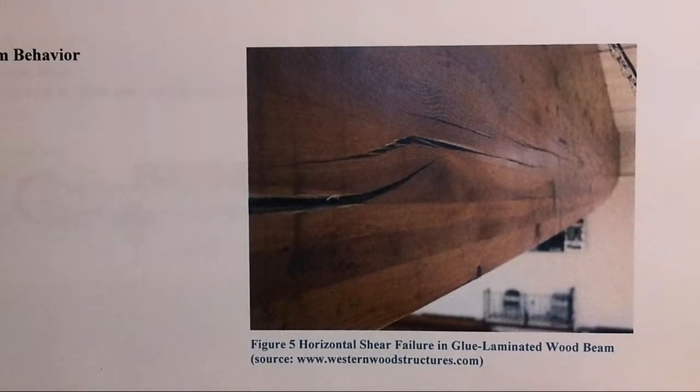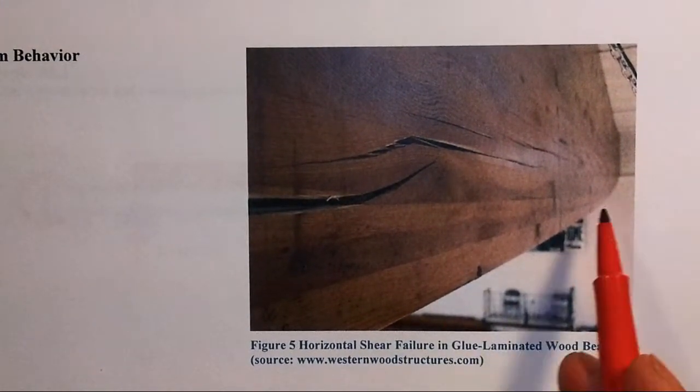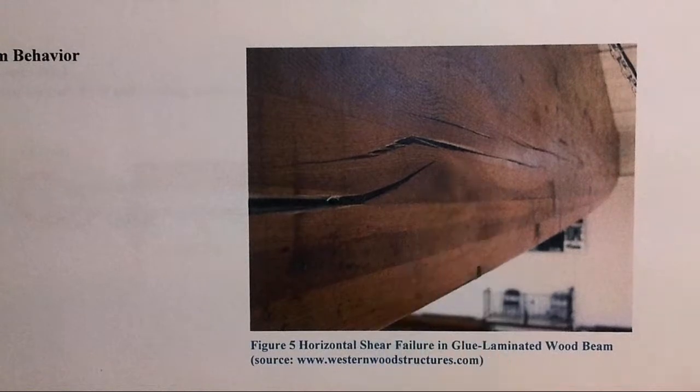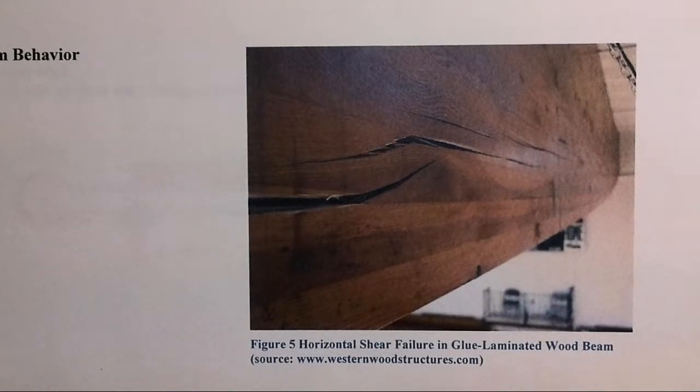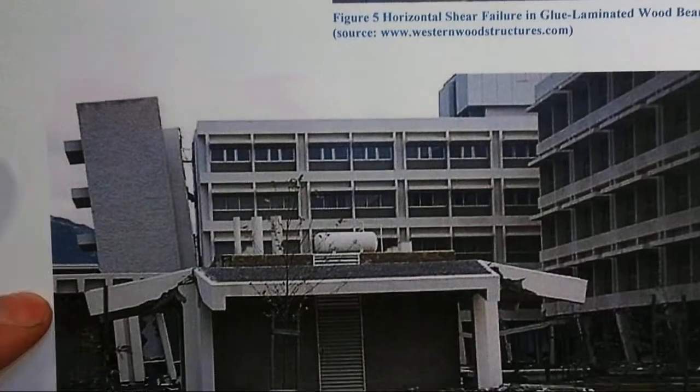Here we see a glulam beam that has split horizontally. That's pretty typical of a potential failure plane. That is a shear failure. It's horizontal shear, but it's a shear failure in that beam that's limiting things.